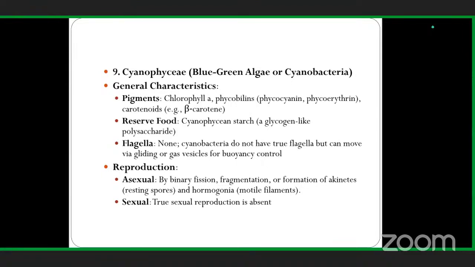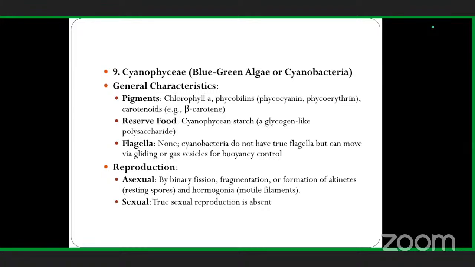Flagella: none. Cyanobacteria do not have true flagella, but can move via gliding or gas vesicles for buoyancy control. Basically, this class has no flagella, like the earlier one, Rhodophyceae, but still they can move by gliding, or they have gas vesicles. These gas vesicles help them float in the water, and through that buoyancy, they can move from one part to another.